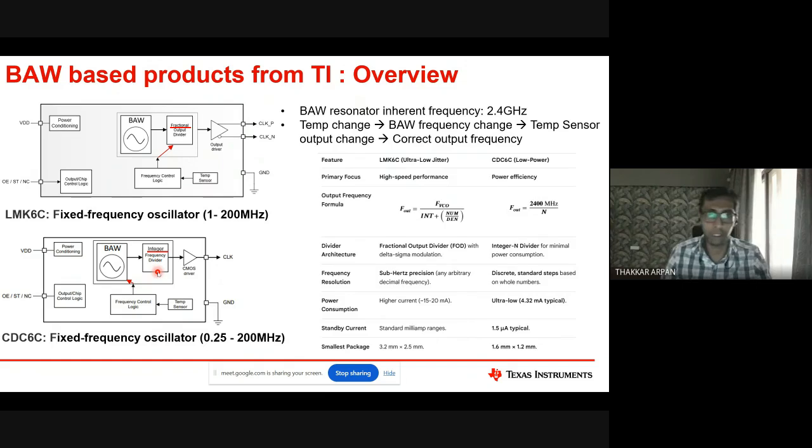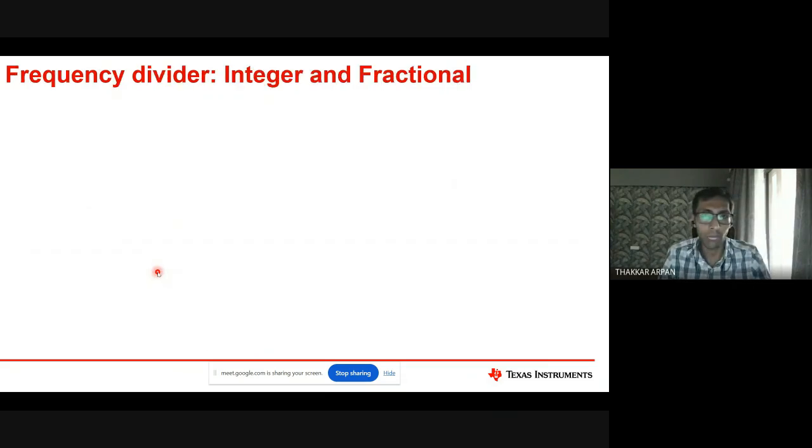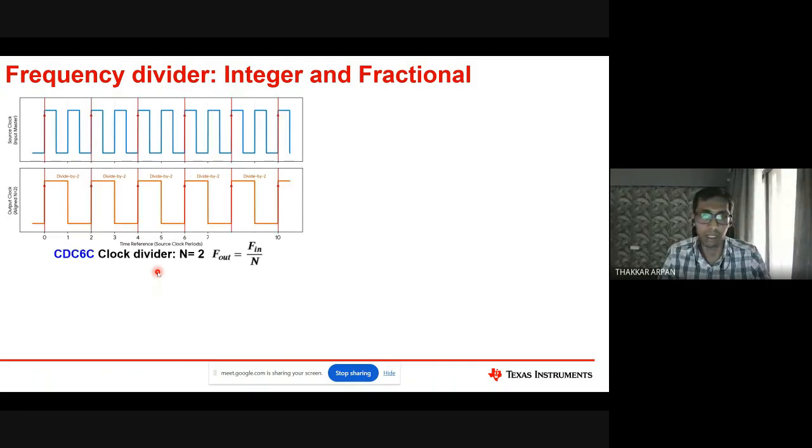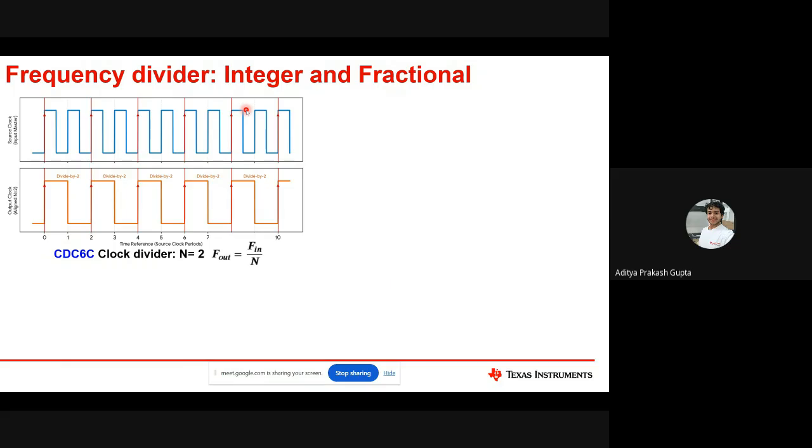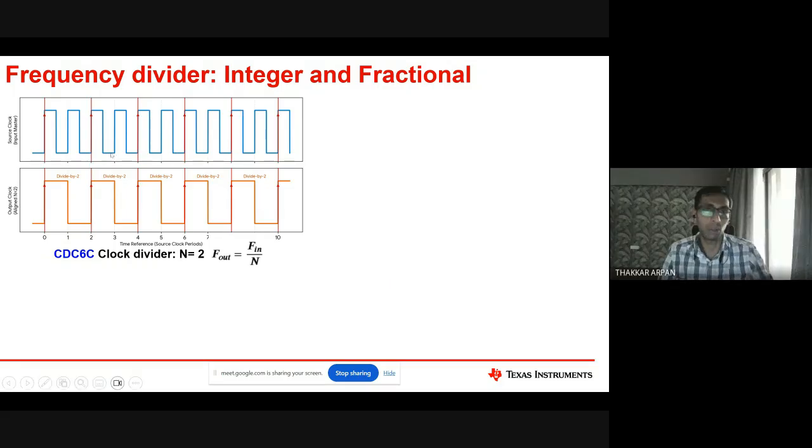Okay, I'll go forward. Okay, so I talked about the frequency dividers there. So let's just talk about what an integer divider is. So basically, this is a clock source. Am I audible, right? Yes, sir, you are audible. Yes. Okay.